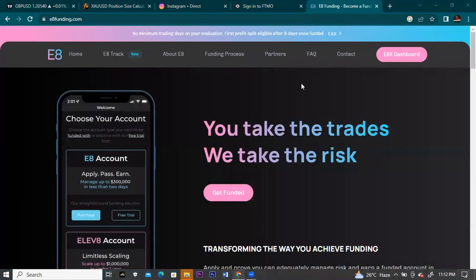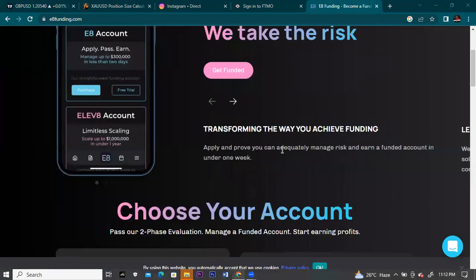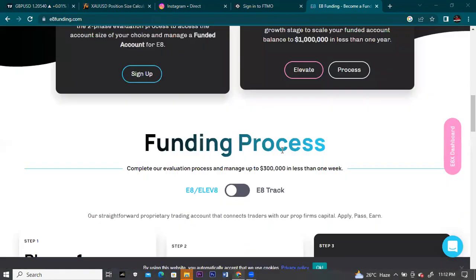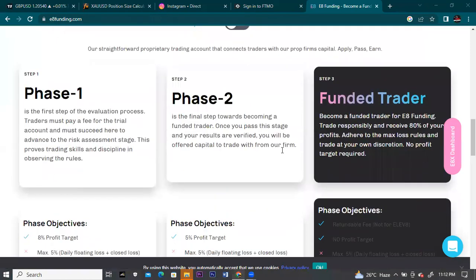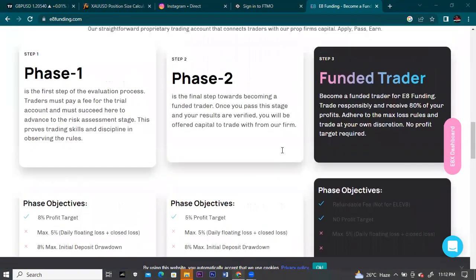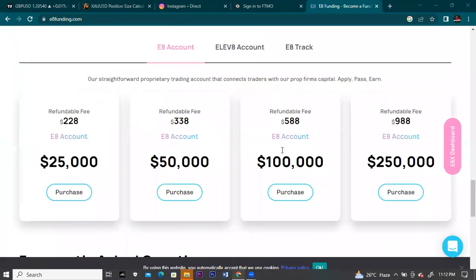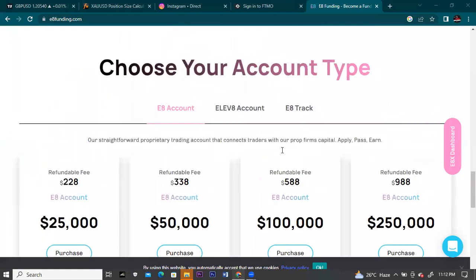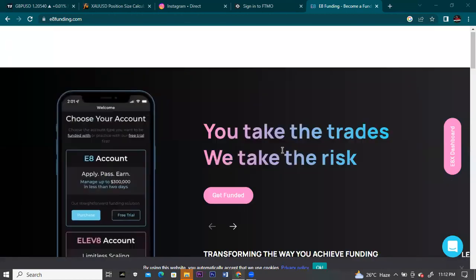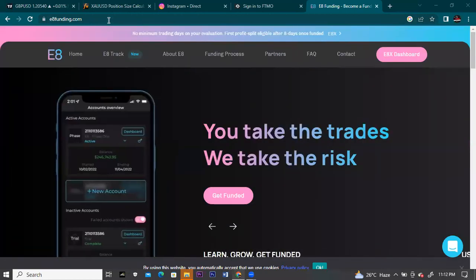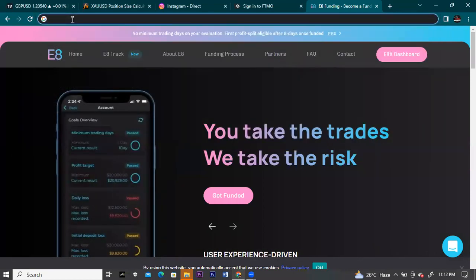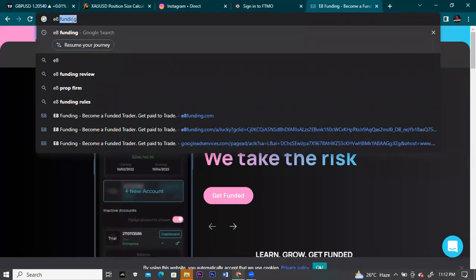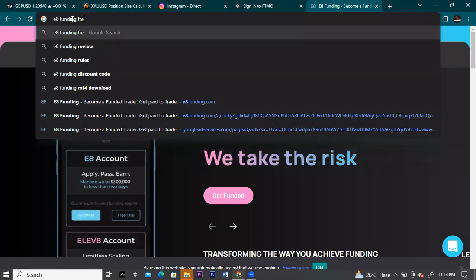Let me see if it's still available, because it seems like I've seen their free trial before. Seems like it's, yeah, E8. Let me search it this way. E8 Funding free trial.